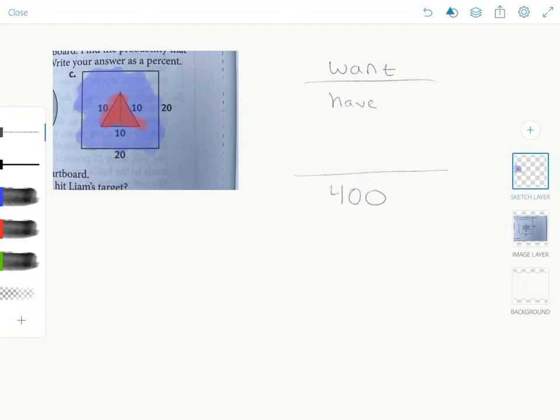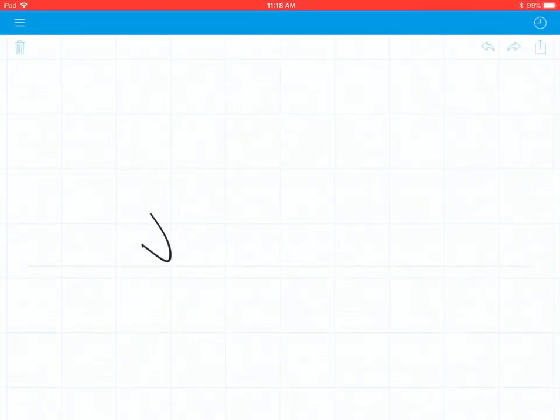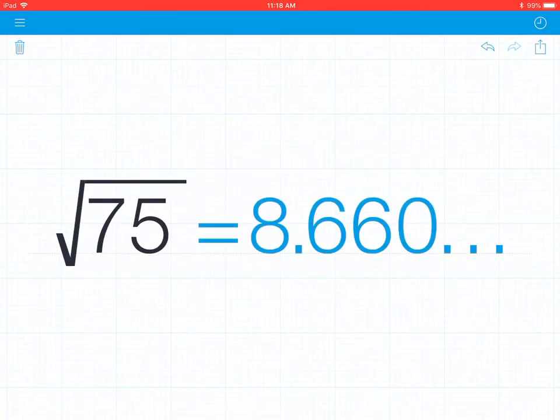That's going to take a little bit of work on our part. Half the base is 5, but the height is unknown. But we know that the square root of 10 squared minus 5 squared is whatever the square root of 75 is. So, well, this problem takes a little extra work. It's still something that we can do. Root 75 is 8.66.